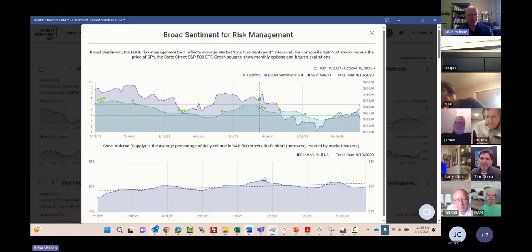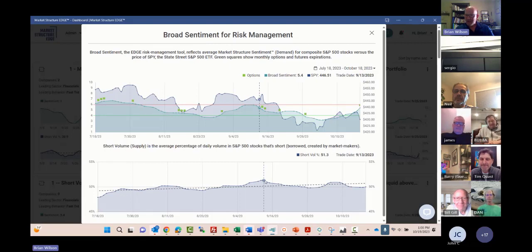Does it take courage to short into a move like that? Sure. It could have gone higher the next day. I could have lost money. Tim could have lost money. I might have had to move in with Tim. I'm not sure. But it worked out. And part of the reason is that the central tendencies were in our favor.